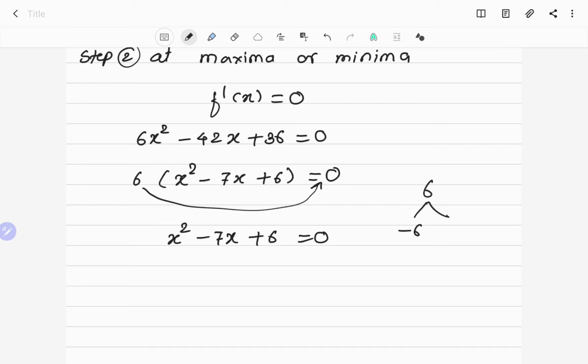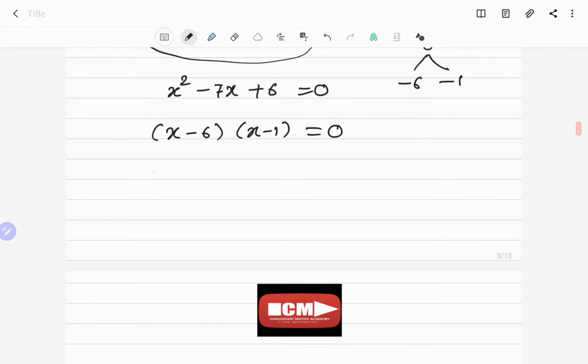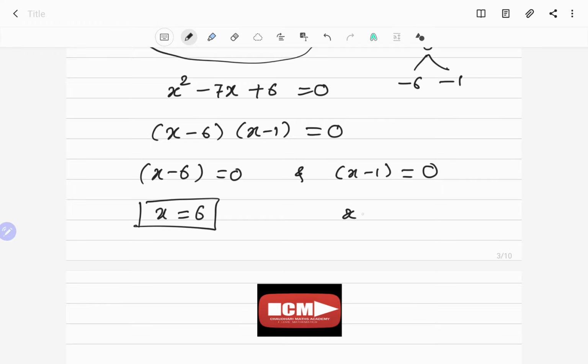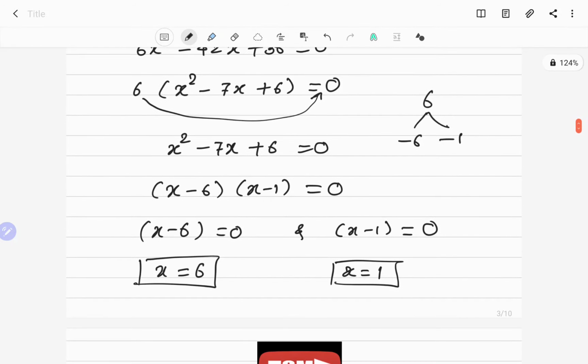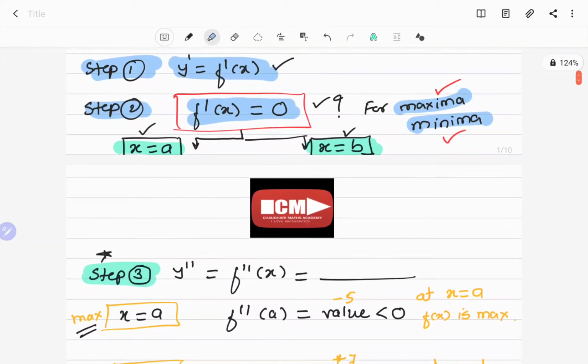So obviously the factors are minus 6, minus 1. So here I am splitting this as x minus 6, x minus 1 equal to 0. This will lead to 2 factors: either x minus 6 equal to 0, and the second possibility is x minus 1 equal to 0. This leads to the first value of x, that is x equal to 6, and the second value of x is, let's say, x equal to 1. So here I finished with step number 2, where we got these 2 values, x equal to 6 and x equal to 1. So this is step number 2 of maxima minima.